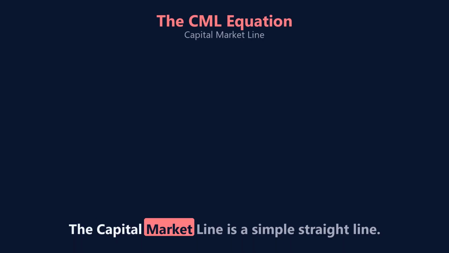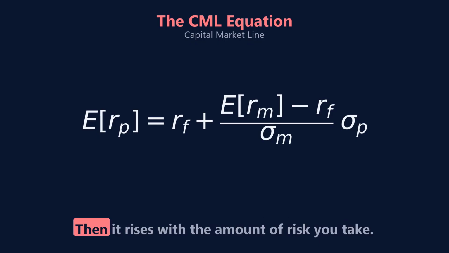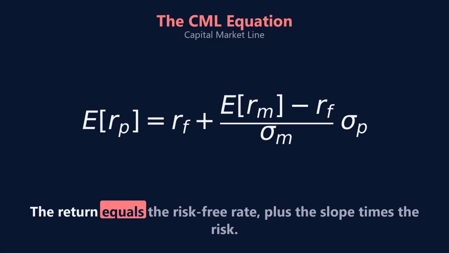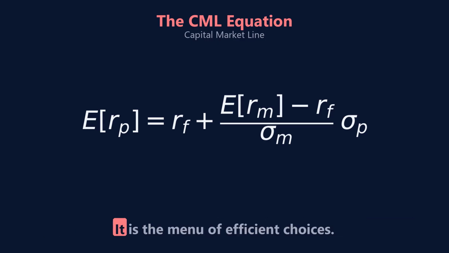The capital market line is a simple straight line. The expected return starts at the risk-free rate. Then it rises with the amount of risk you take. The return equals the risk-free rate, plus the slope times the risk. More risk on this line always brings more expected return. It is the menu of efficient choices.